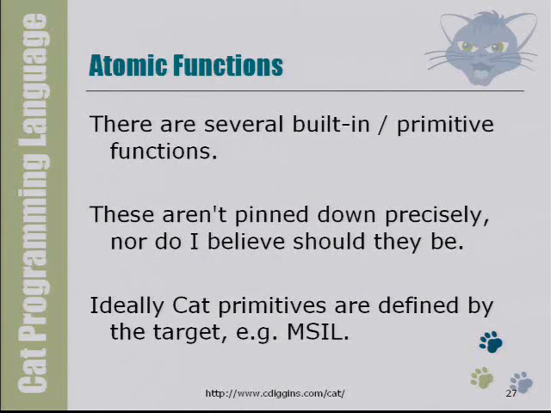There are several built-in or primitive functions, which I call atomic functions because they can't be subdivided. They aren't pinned down precisely. It's a constantly moving target, and I think it should be defined by the language that CAT is targeting. The purpose of CAT is to be a multi-purpose intermediate level language with constant syntax, constant semantics, but the level of primitives, the core language operations, are going to be defined by the person using or implementing CAT.